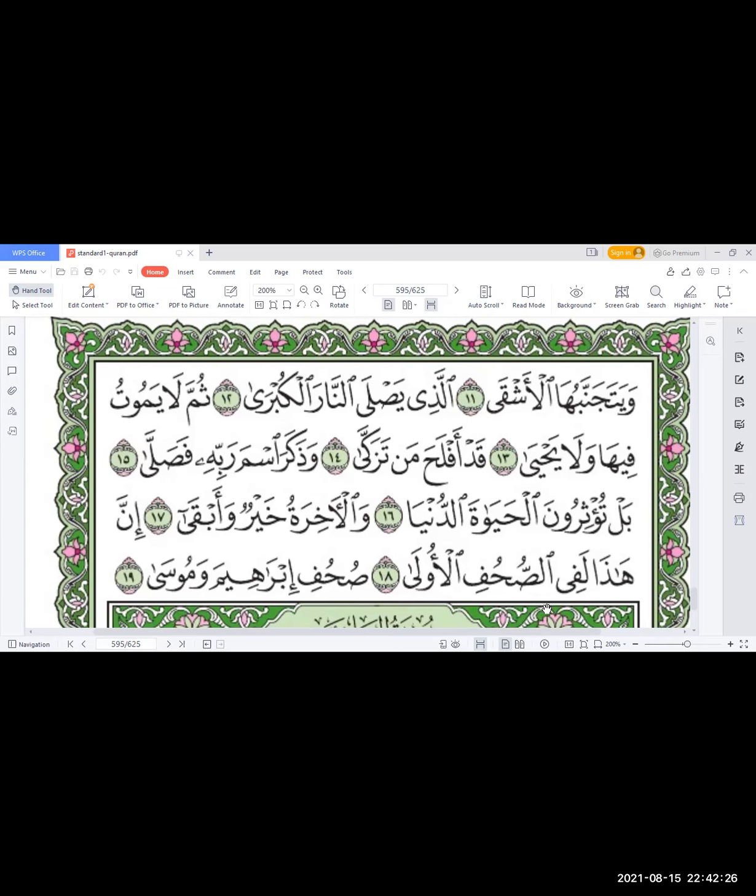Is inna a particle? It's a particle, harful nasab. Hadha would be in the nasab position, but hadha is mabni, so that doesn't show. So verily, this is surely in the books of old, the earlier books. Fi there means in. So verily, this is inside the earlier books. Al ula is the sifa of the mausuf.